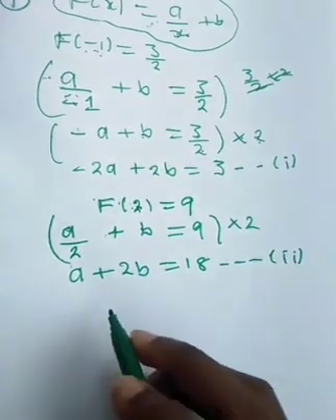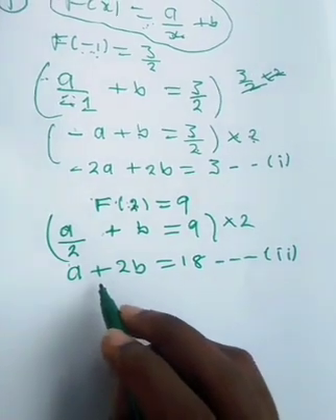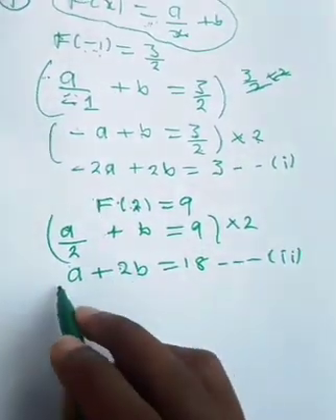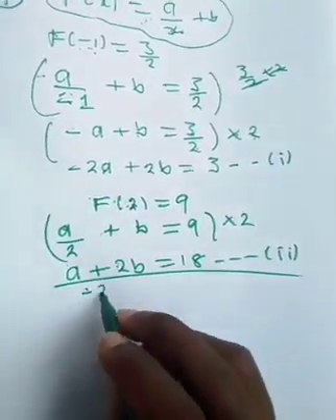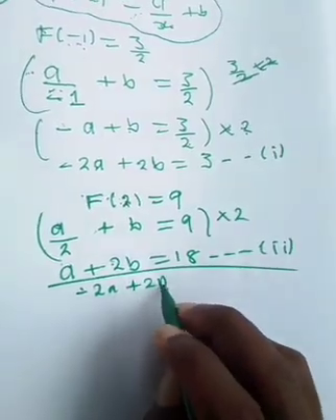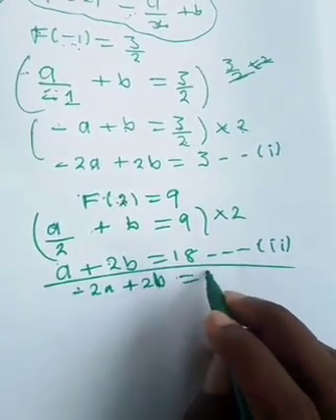So now we have two equations. I have this equation and this equation. Let me write them properly. So we have -2a plus 2b is equal to 3.